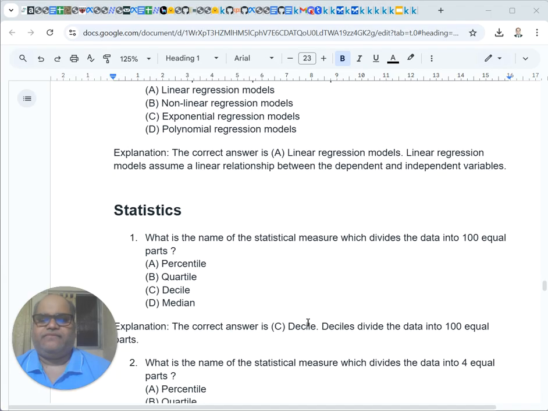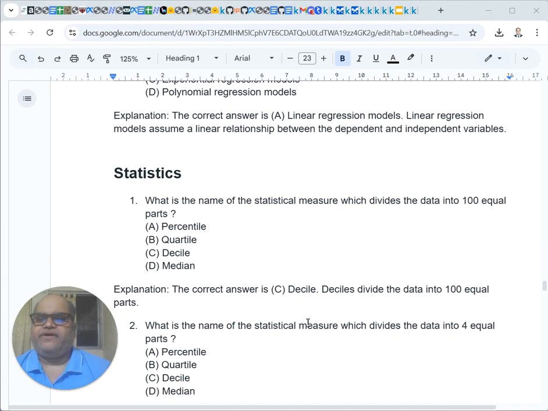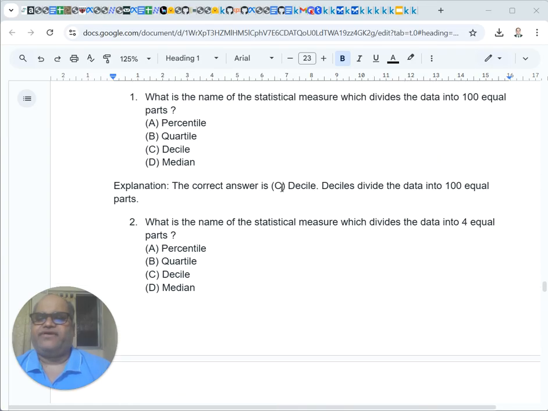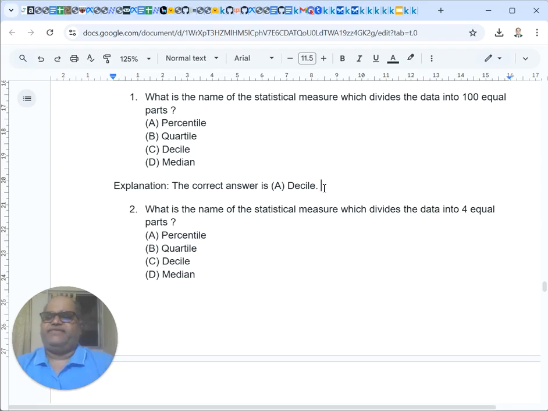A. No, this is a wrong explanation, right? The option here should have been A, right? Decile divides it into 10 equal parts. Okay. Then what is the name of the statistical measure which divides the data into 4 equal parts, right? So that is quartile, right?